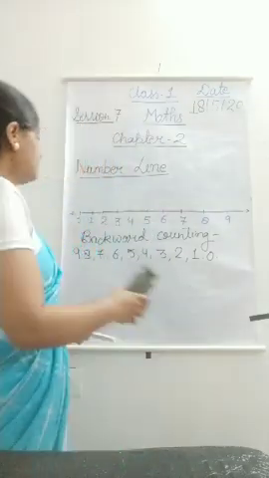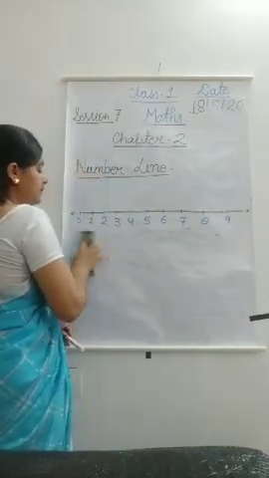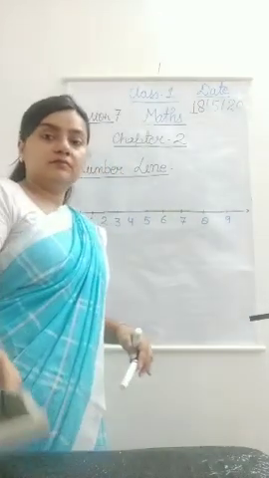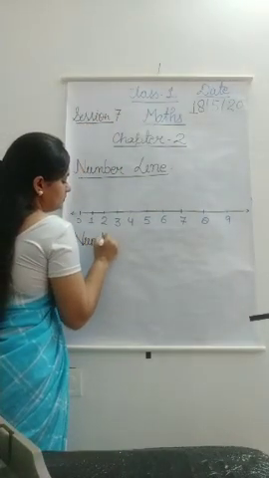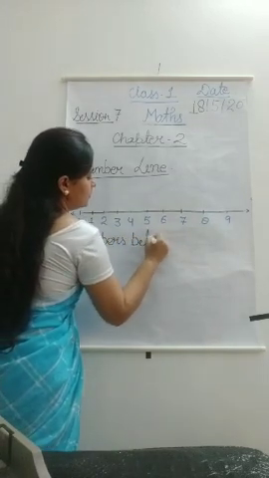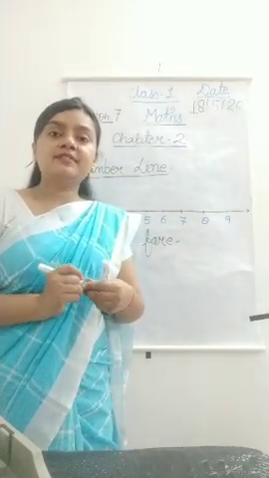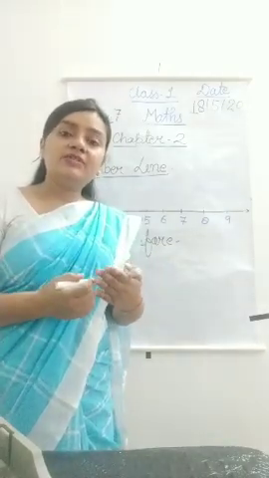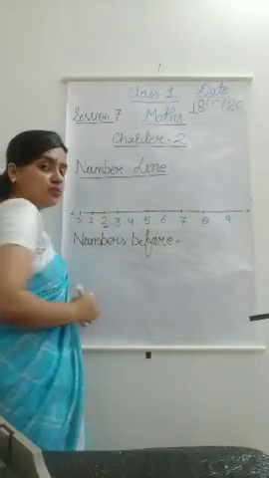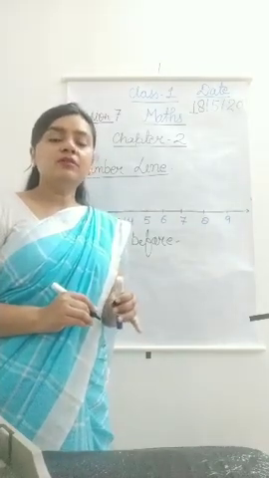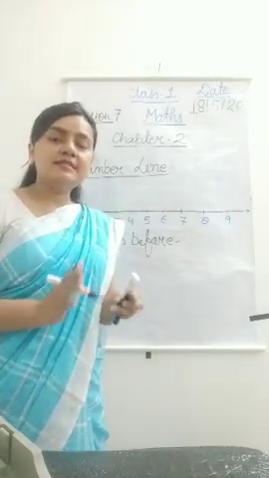Okay. Now, with the help of this number line only, we will learn how to do numbers before. Before means what? I told you that before means pehle, the number which will come before. Suppose I am talking about number 2. So, if the question comes, which number is before 1.